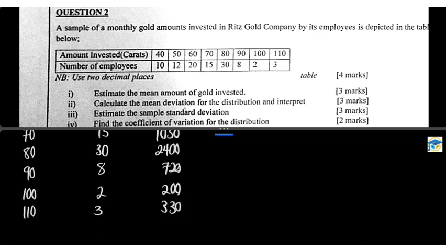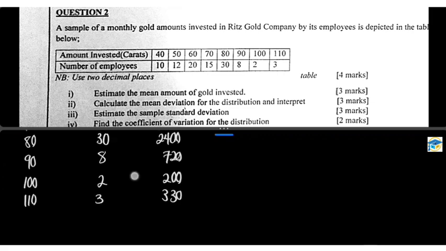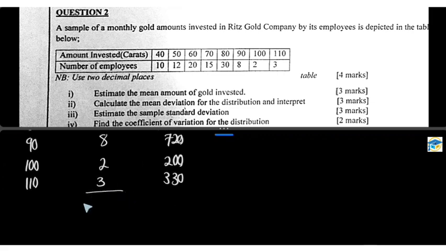Once you have gotten F of X, you find the total for F of X. Likewise, we find the total for the frequency. When you add all the frequencies, that gives you summation F, and when you add all the F of X, that gives you summation F of X. So the total frequency, with my calculation, I had 100. And for F of X, I arrive at 6,900.